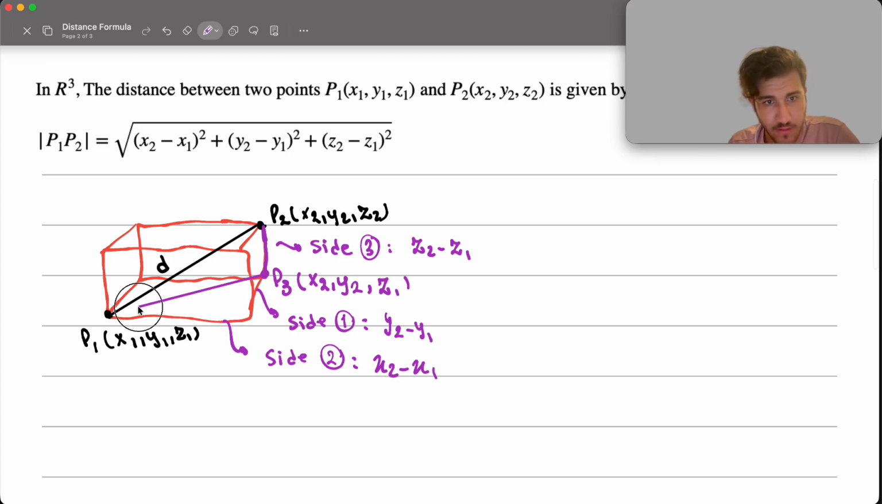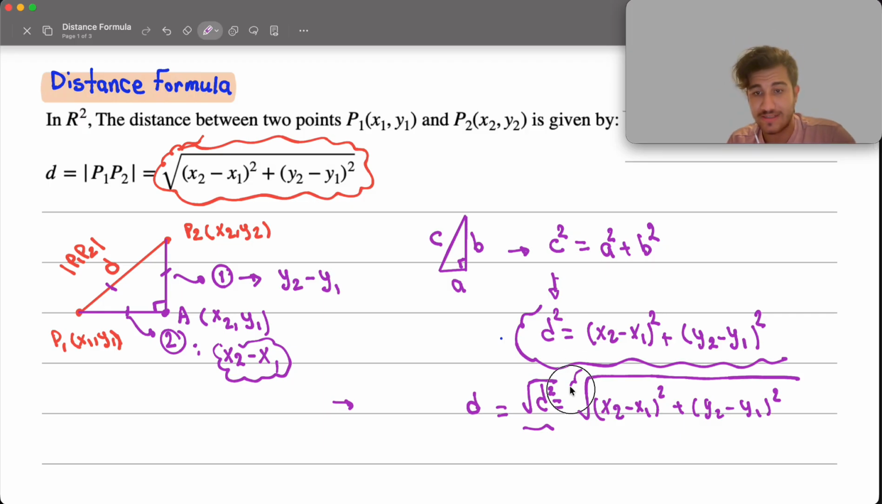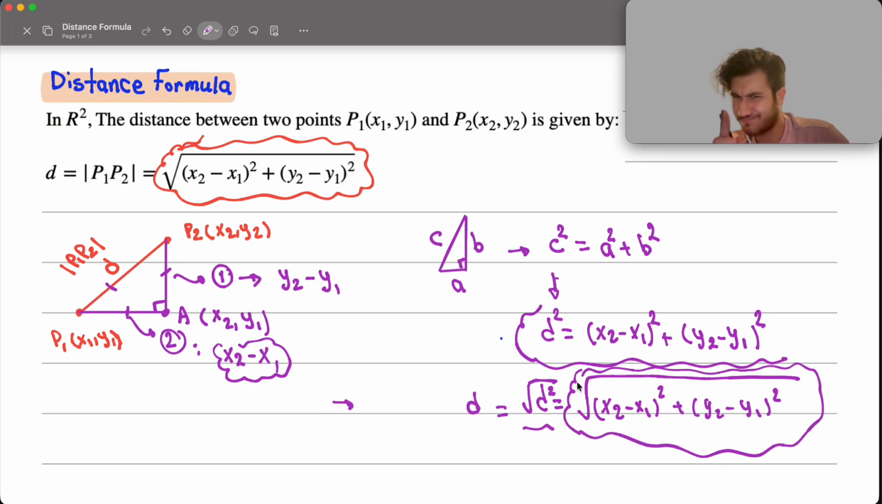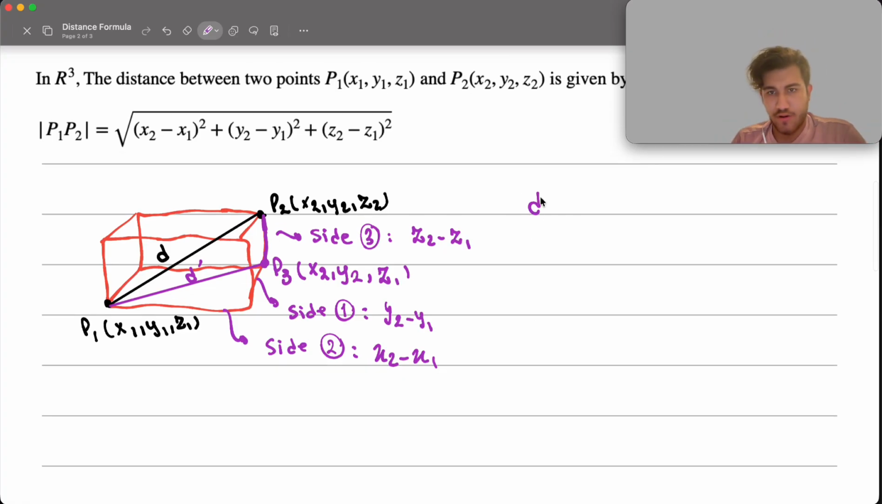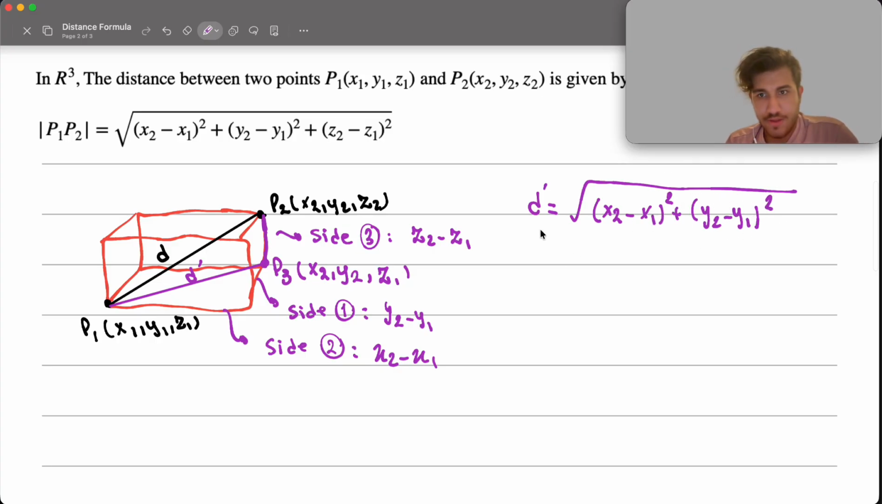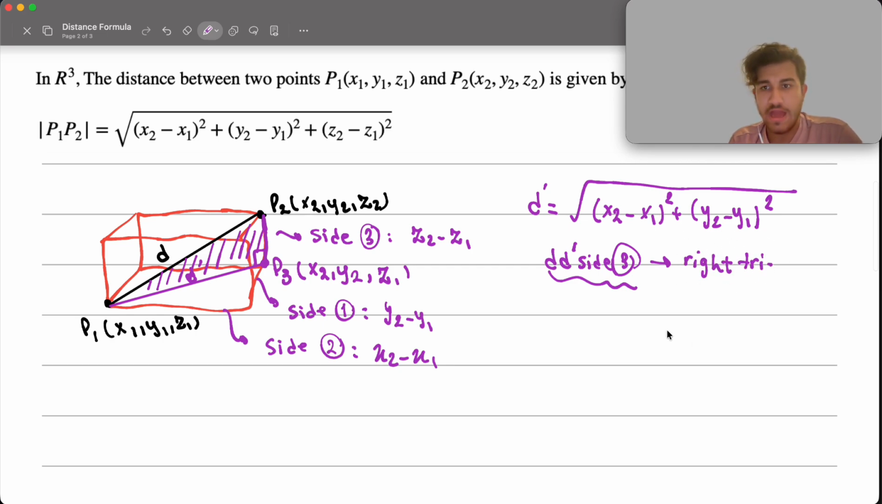Then P2 to P1, if I show it as d prime, then d prime is exactly going to be what? Going to be this guy right here in R2, right? So d prime was what? Was the square root of x2 minus x1 all squared plus y2 minus y1 all squared. Then this guy right here is actually a right triangle, right? So let's say d prime and the side 3, they form a right triangle.